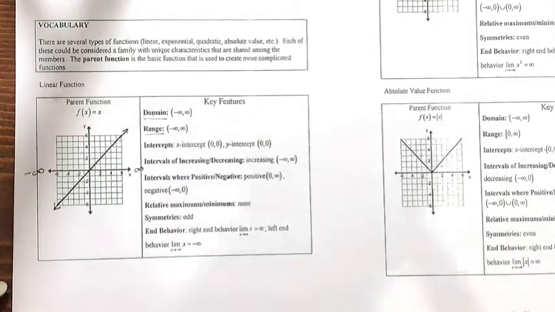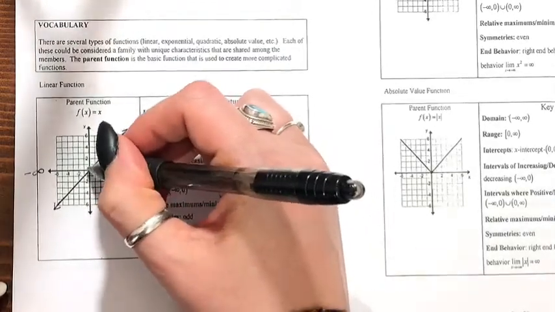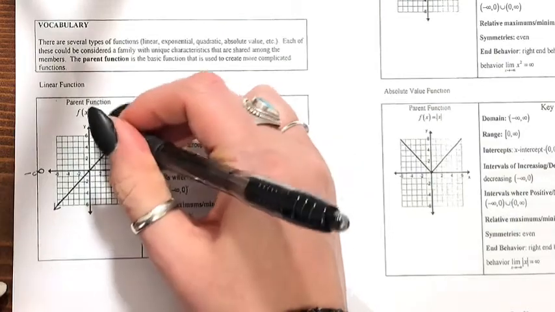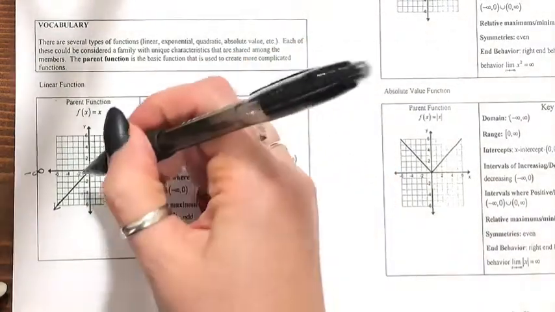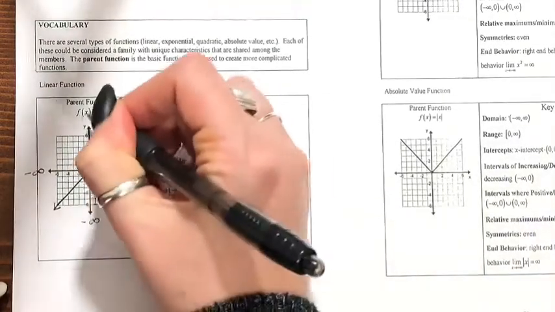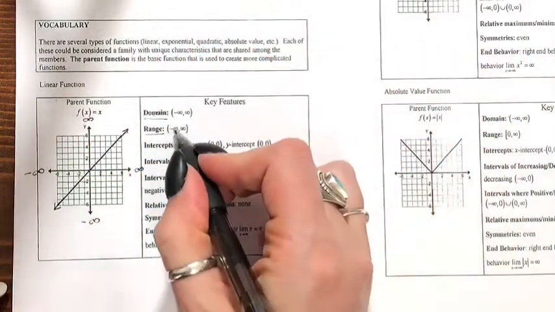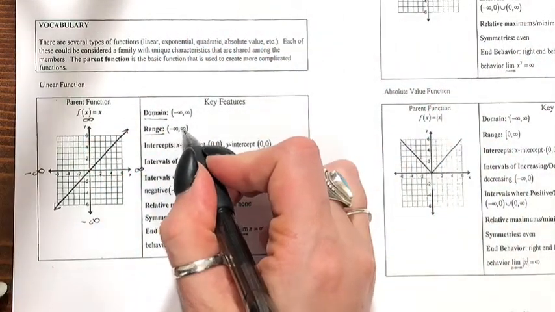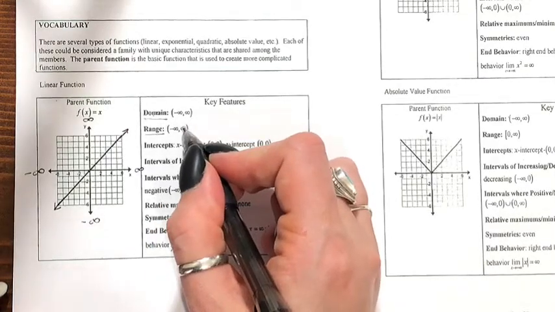And then range is the same idea, but we're thinking of the y-axis now. So is this graph going down and up? How far down and how far up is it going? So this graph is going to keep going down forever until negative infinity, and it's going to keep going up until positive infinity. So our range is negative infinity to positive infinity. And this notation that we're using right here is what we call interval notation.